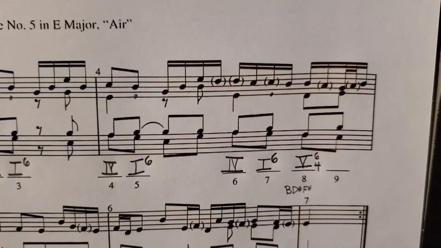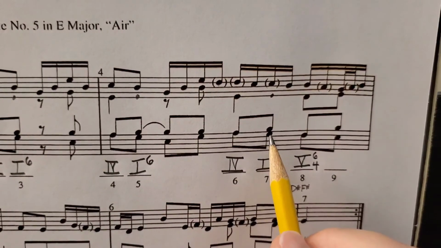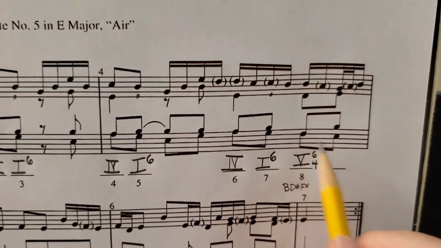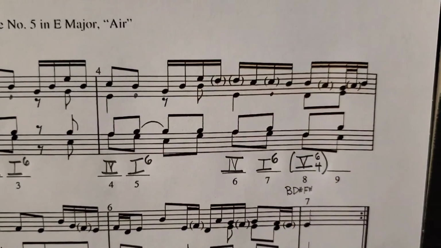Now, as soon as you find a 6-4 chord, you should always ask yourself which type it is. Okay, is it pedal, passing, arpeggiated, cadential? And place it in a parentheses or a bracket as appropriate. And you can see the bass goes G, F sharp, E. That makes this a passing 6-4.